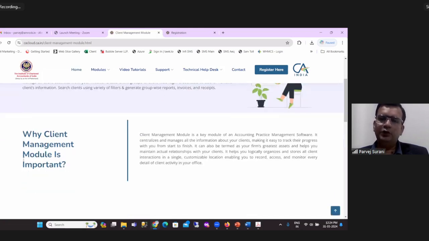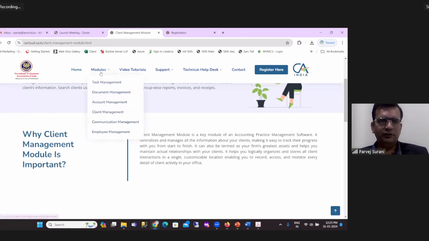The client management module is a key module of an accounting practice management software. It centralizes and manages all the information about your clients, making it easy to track their progress with you from start to finish. You can also communicate with your client easily. You can also send notifications time-wise to your clients. So these are the features available in the practice management software.